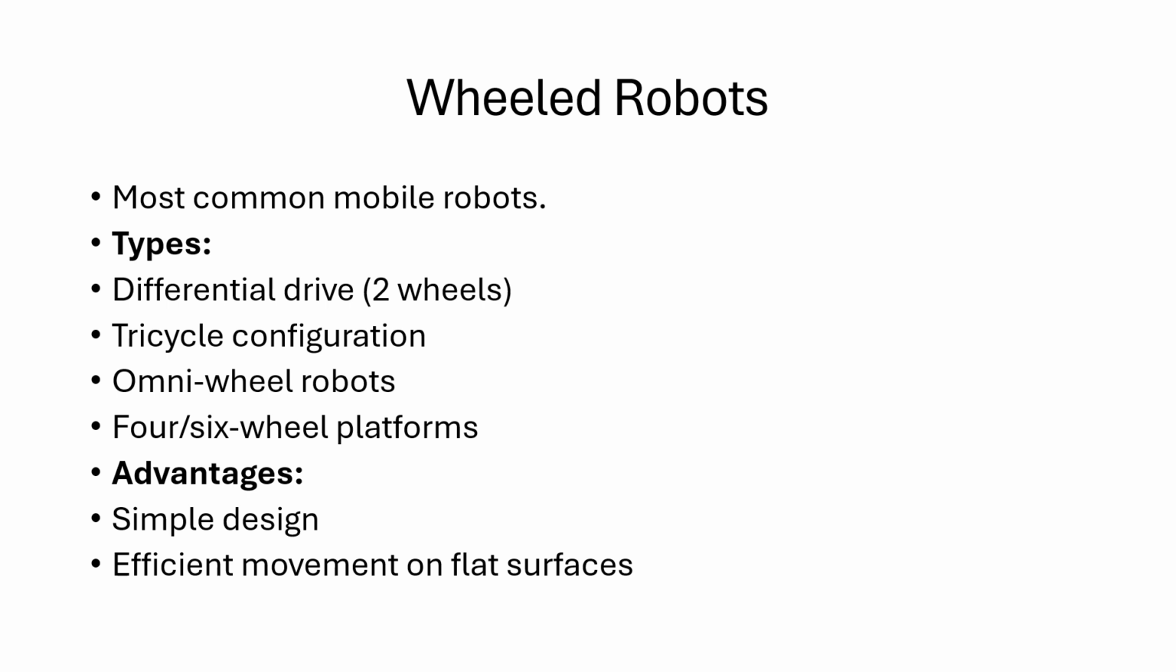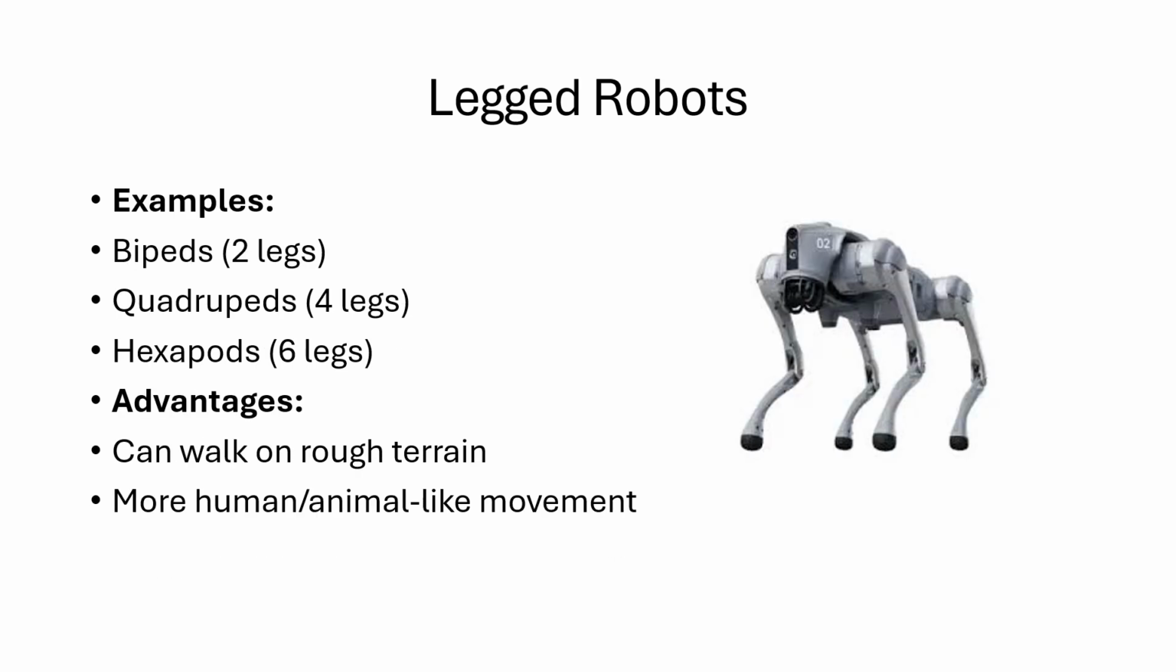So the other one is the legged robots. Legged robots, on the other hand, are designed to mimic animals or humans. So they can navigate rough terrain much better than wheeled robots. And we have bipeds like humanoid robots, quadrupeds like robotic dogs, and hexapods with 6 legs. They are more mechanically complex but incredibly versatile robotic platforms.